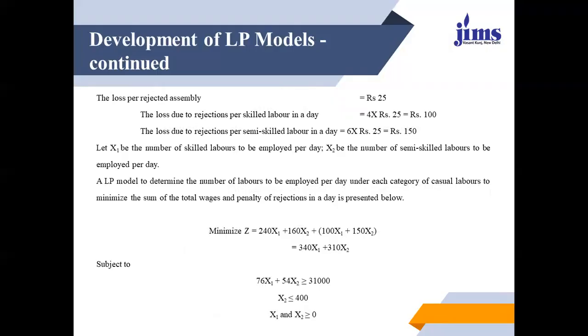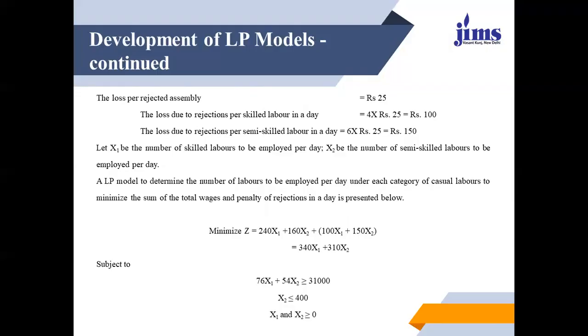Loss per rejected assembly is rupees 25. The loss due to rejection by skilled labor will be 4 rejections, so 4 into 25 is equal to 100. And for semi-skilled labor, 10% of 60 is 6, and 6 into 25 is 150.